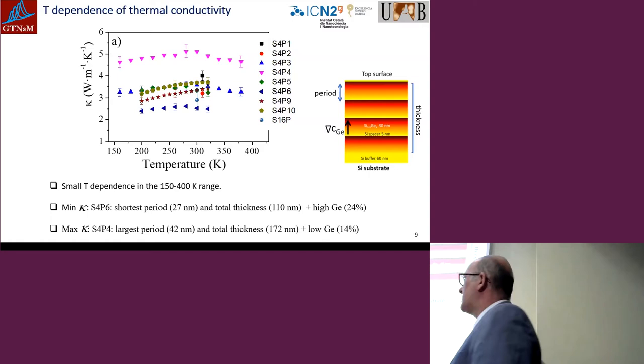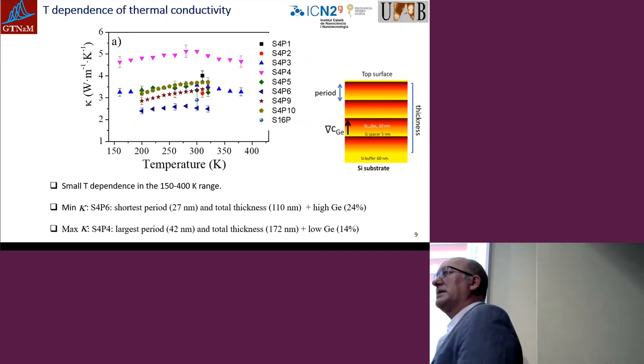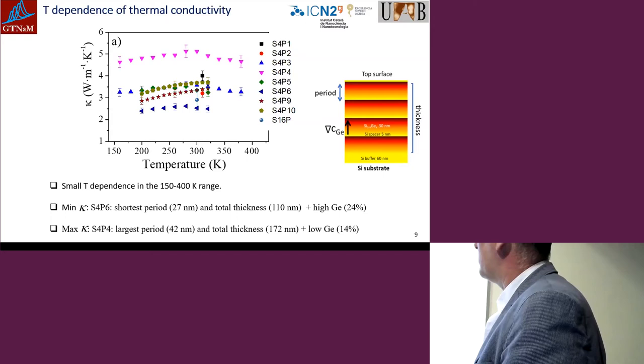This is well known, and this is very different to what happens to bulk materials, to silicon or germanium. This is because in this regime umklapp scattering starts to be important. Here we have other scattering mechanisms that are important, and therefore we have a behavior that is very similar to the one that happens in disordered amorphous materials or nanocrystalline materials. We have like two bounds of thermal conductivity. The one of this sample that has this name, S4P6.